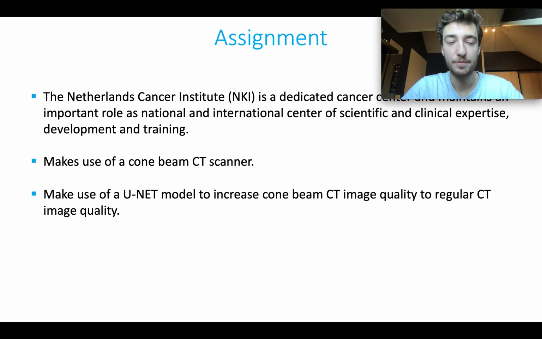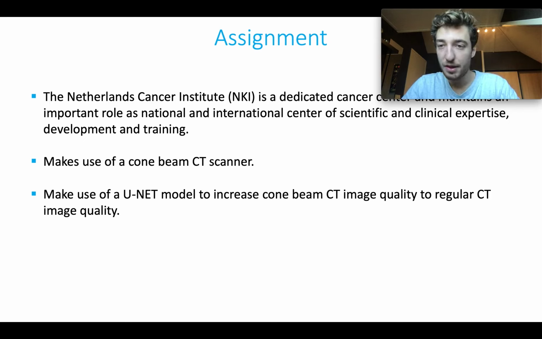So the assignment. Sursara works together with the Netherlands Cancer Institute, which is a dedicated cancer center and maintains an important role as a national and international center of scientific and clinical expertise development and training. Sursara works together with the Netherlands Cancer Institute because they make use of a cone beam CT scanner.